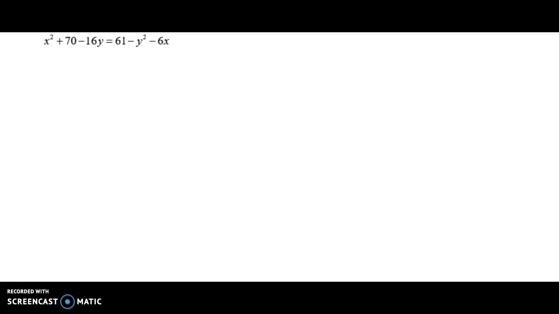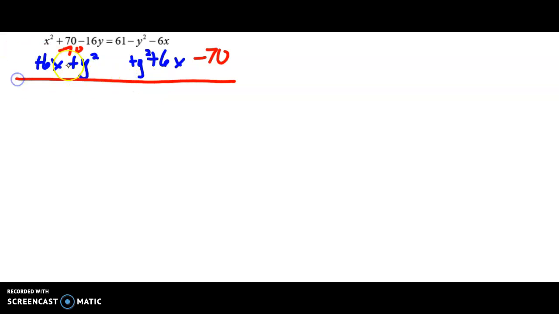So in this particular problem, I'm going to add 6x, add y squared, and I also need to subtract this 70 on this side. I'm running out of room. Okay, then I'm going to write the x's first. X squared plus 6x, leave a little blank.